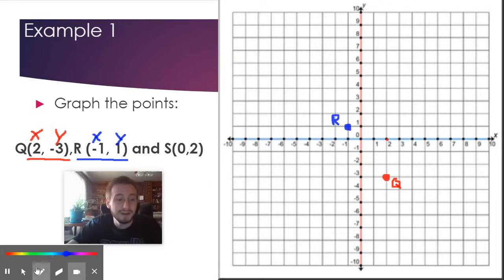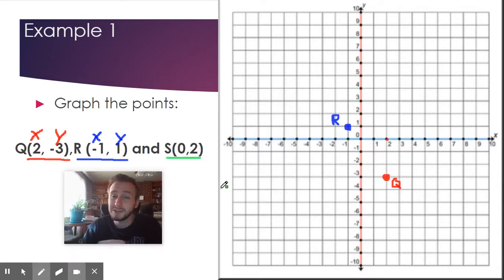Let's try this last one. S, and it says 0, 2. Now these look a little bit tricky, but they're not too bad if you read it correctly. So still, this first number, even though it's 0, is my x value. And the second number is still my y value. You start at the origin, smack dab in the middle. If my x value is 0, well, where's 0 on a number line? It's in the middle. So I don't go anywhere either to the left or to the right. I stay in the middle.